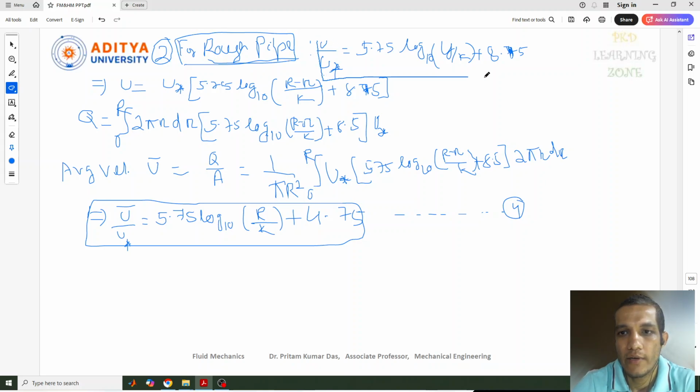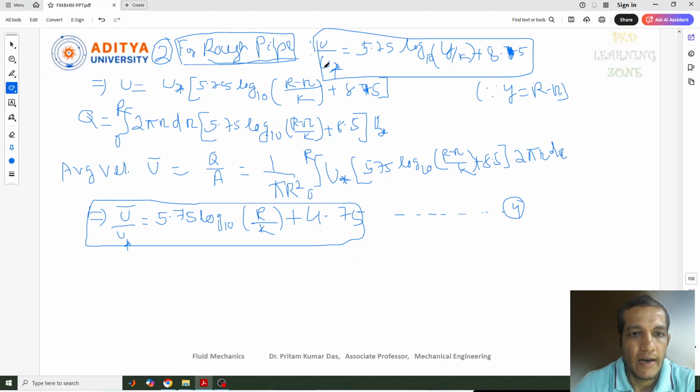Similarly for the rough pipe, the same concept. This equation was derived previously: u by u star equals 5.75 log 10 of y by k plus 8.5. With a similar method, keep u star on one side and put the value of y equals r minus r, as I wrote at first, so I have not written it here. Put the value of u in the discharge term, q equals AV, and again average velocity u bar equals q by a. I hope you understand how to derive this equation.